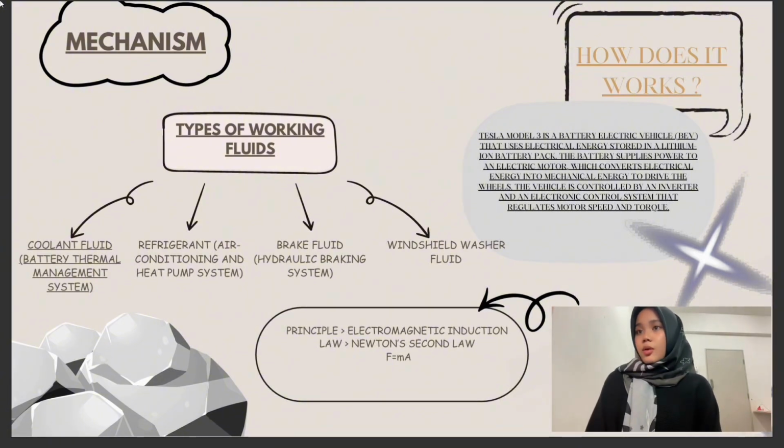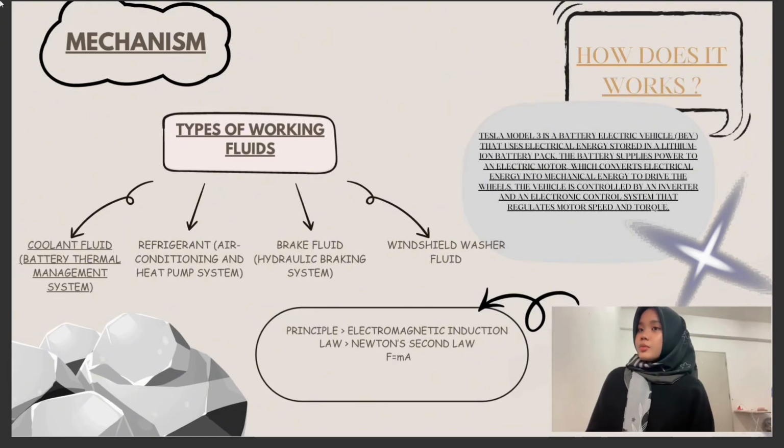The Tesla Model 3 operates based on electromagnetic induction. Electric current flowing through the motor creates a magnetic field and produces rotational motion. It also follows Newton's second law, which is F equals ma, where force equals mass multiplied by acceleration. In addition, the law of conservation of energy applies because electrical energy from the battery is converted into mechanical energy to drive the vehicle.